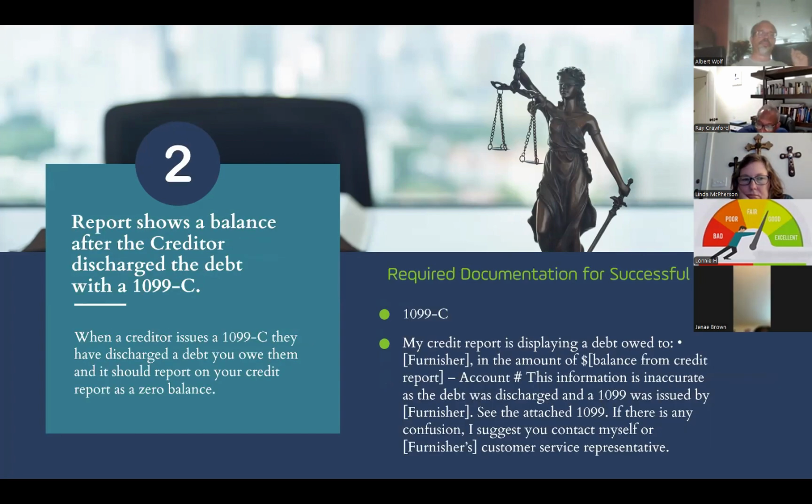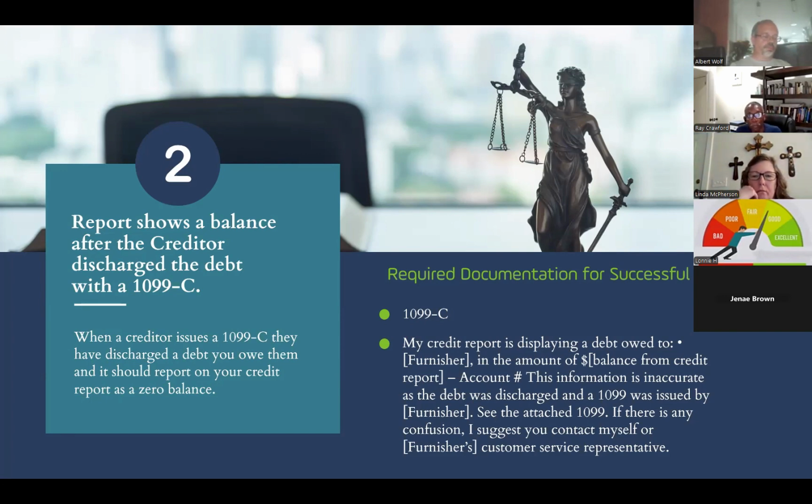Second one is just the balance after the creditor has discharged the debt and sent you a 1099-C that you have to pay as income tax because the debt was forgiven for you. This one doesn't come across a lot, but if you do have one and they're still reporting that debt after the 1099-C, it's a slam dunk. It's super easy to get off. And you just package that up and send it to McCarthy.